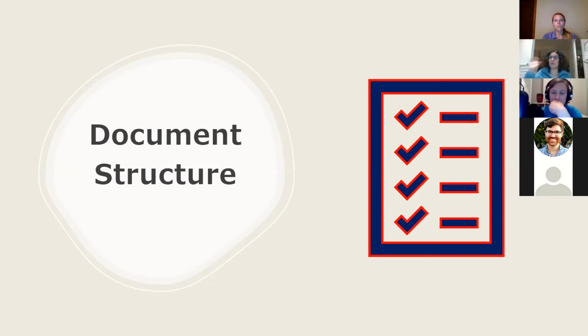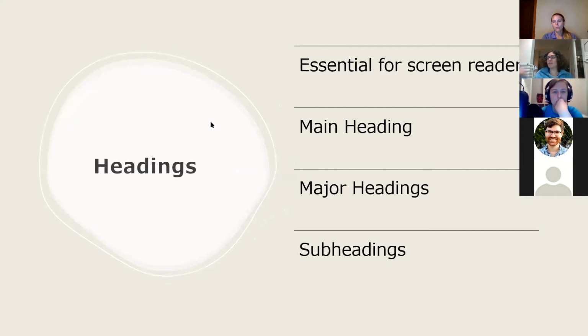If your document title is in a heading, then you start with a heading 1, a heading 2, a heading 3. You don't jump from a 2 to a 4, because that messes up the organization of the screen reader, right? Like I said, it's essential for screen readers. And then, as we all know, we have different headings: the main heading, the major headings, and then the subheadings.